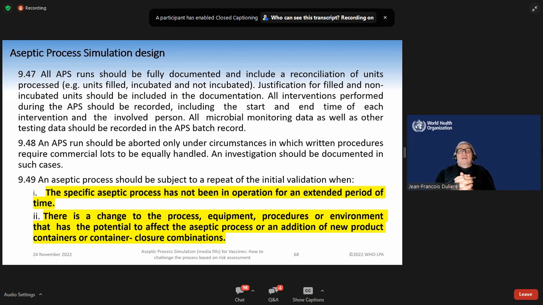When do we need to repeat the initial validation? It's when the specific aseptic process has not been in operation for an extended period of time, that means 3-6 months. Or when there is a change in the process, equipment, procedure, or environment, but this will take place within the change management.